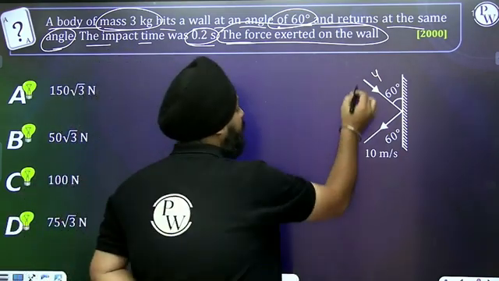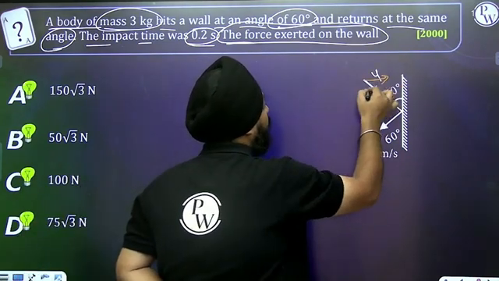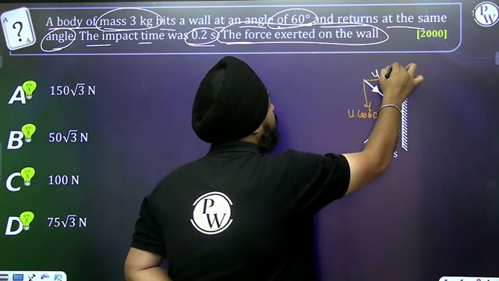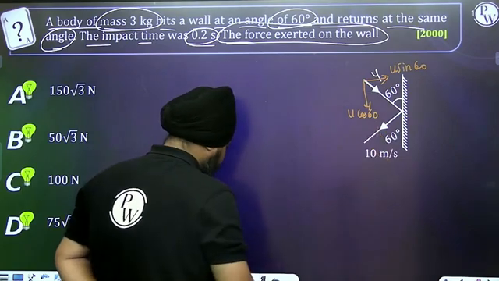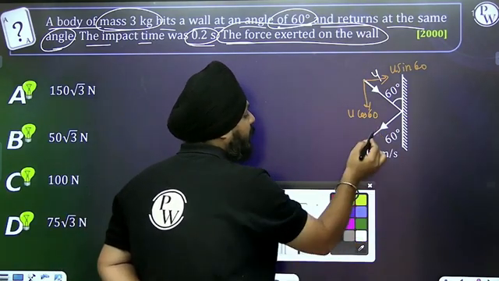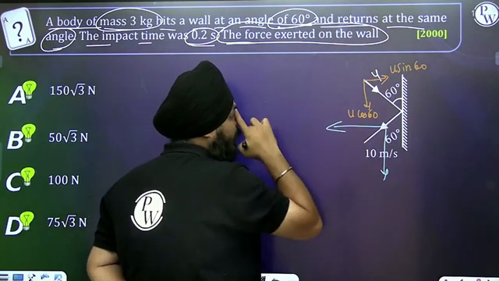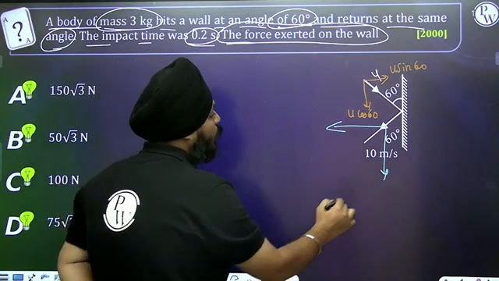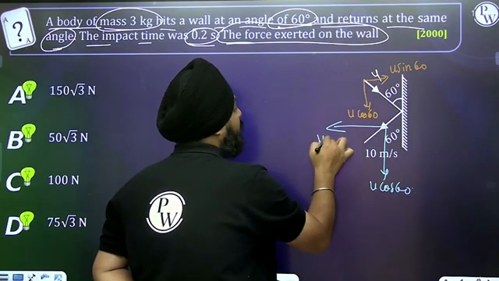So what happens here? I am going to resolve the two components of the velocity. This is the first one, this is the second one. This is u cos 60, this is u sin 60. Similarly, coming back, I'm going to resolve the other two components. This one, right, and this one.